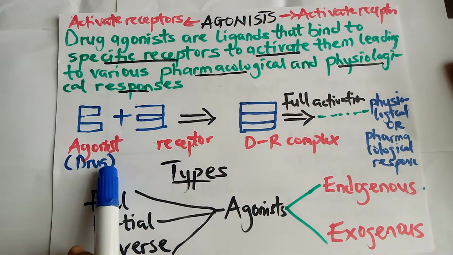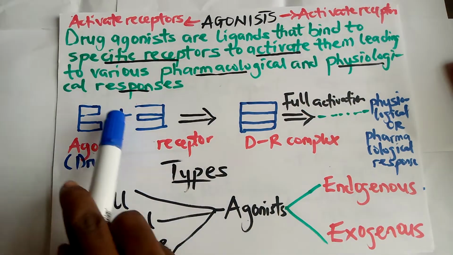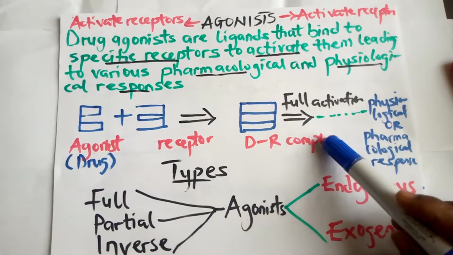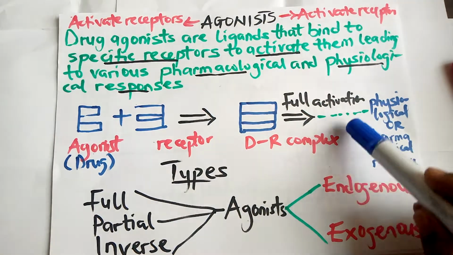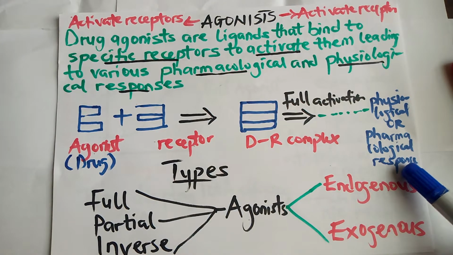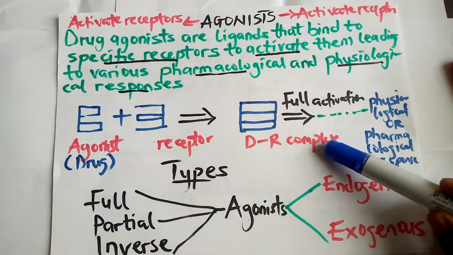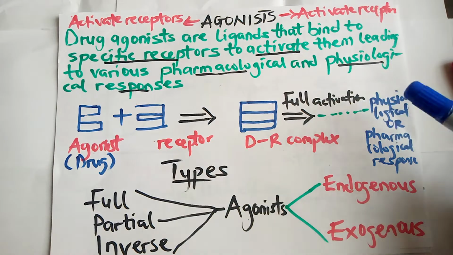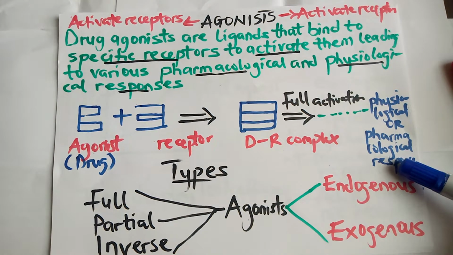So you have a drug agonist. This is the drug receptor. It binds to this receptor. So the agonist binds to the receptor, forms a drug receptor complex, leading to full activation of the receptor and thereby leading to physiological or pharmacological responses. So a drug agonist binds to a drug receptor, then we have a drug receptor complex formed, and that leads to the activation of the receptor, leading to physiological and pharmacological responses.